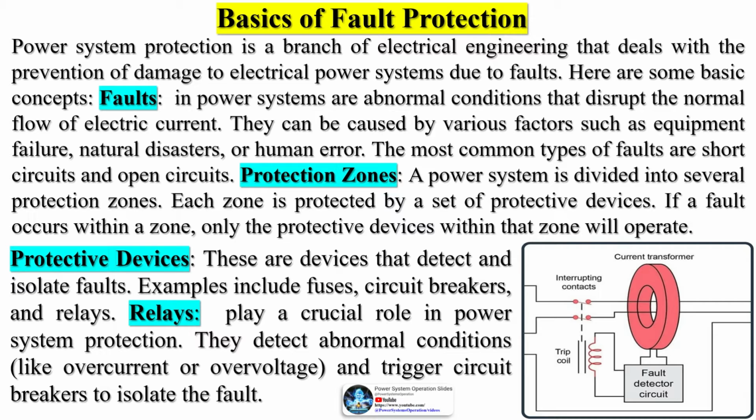Protective devices. These are devices that detect and isolate faults. Examples include fuses, circuit breakers, and relays. Relays play a crucial role in power system protection. They detect abnormal conditions, like overcurrent or overvoltage, and trigger circuit breakers to isolate the fault.